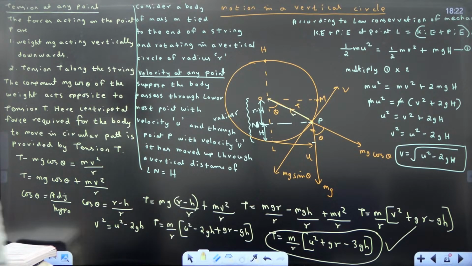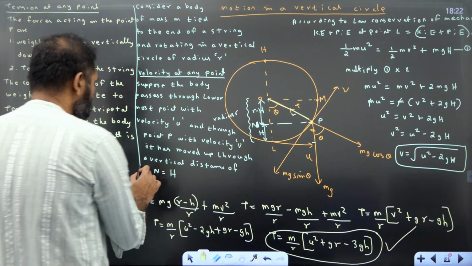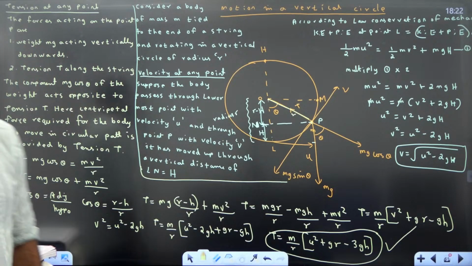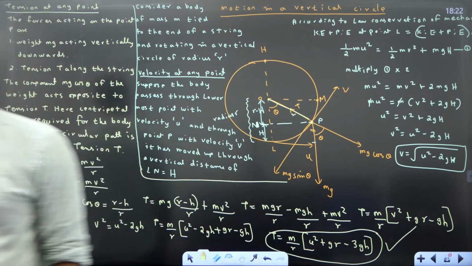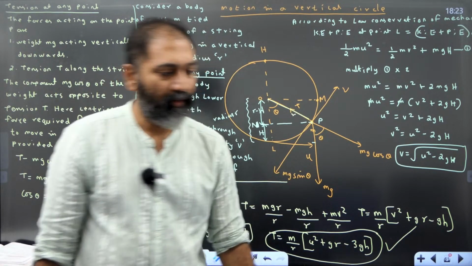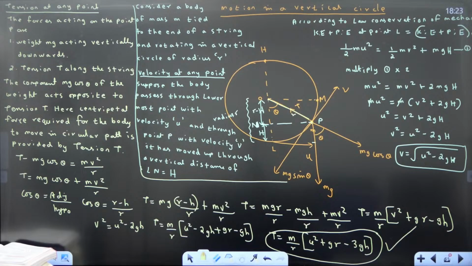Any doubt in tension at any point? I have written it with the yellow letters. What is the tension at the point? m by r into u square plus gr minus 3gh.